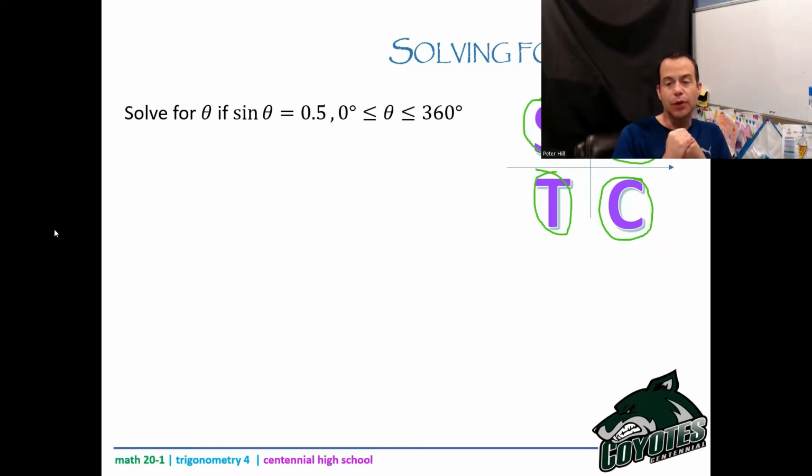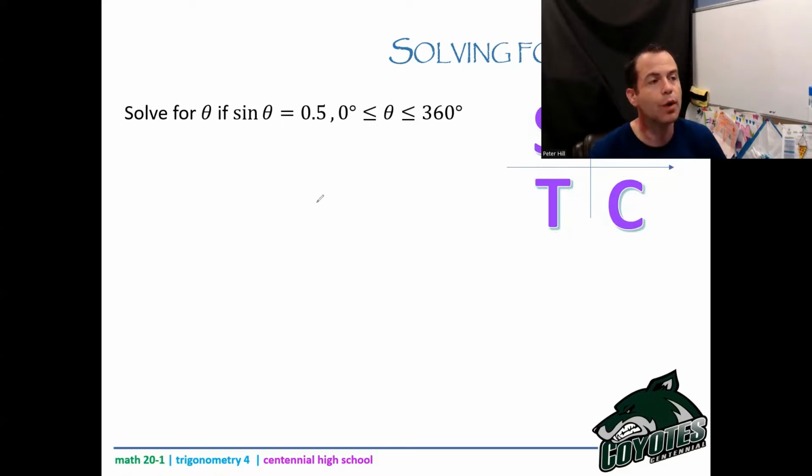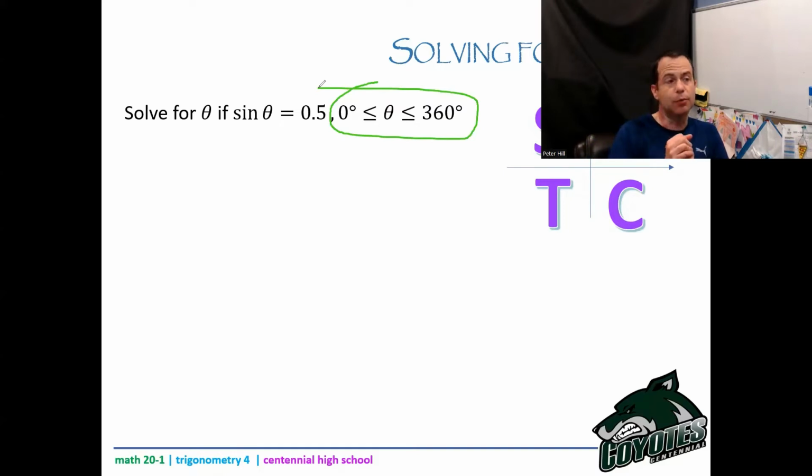Okay, so why am I going to have the CAST rule there all the time? Well, what you need to understand is if I'm going from 0 to 360, there are always 2 different answers that will produce the same ratio. So we need to think about what the reference angle is that will produce this ratio. To do that, we can use arc sine, or we can set up a special triangle if we think it might involve special triangles. Either one would be okay.